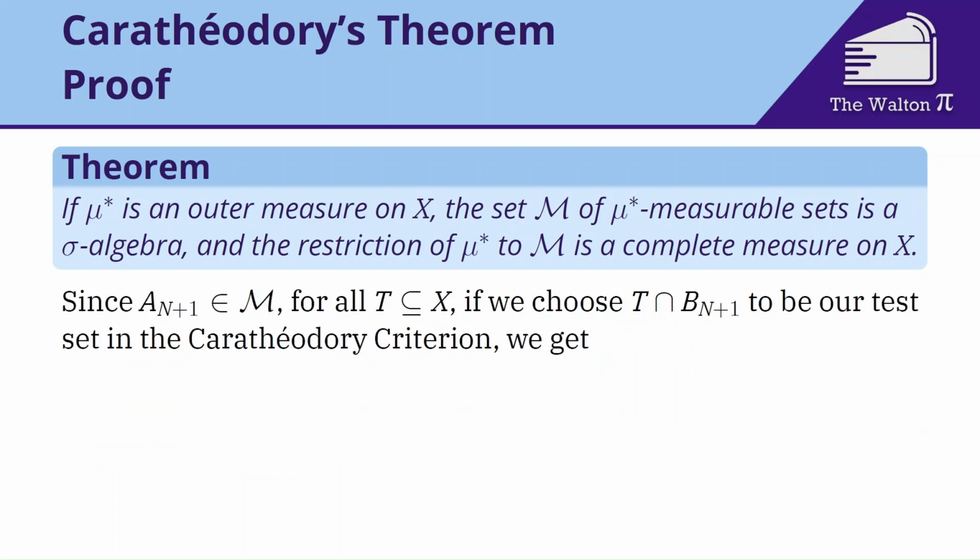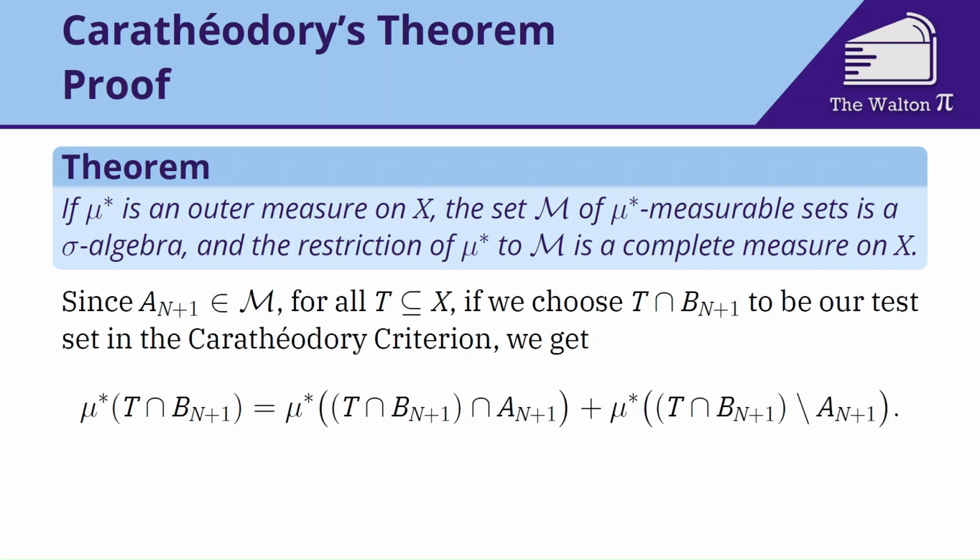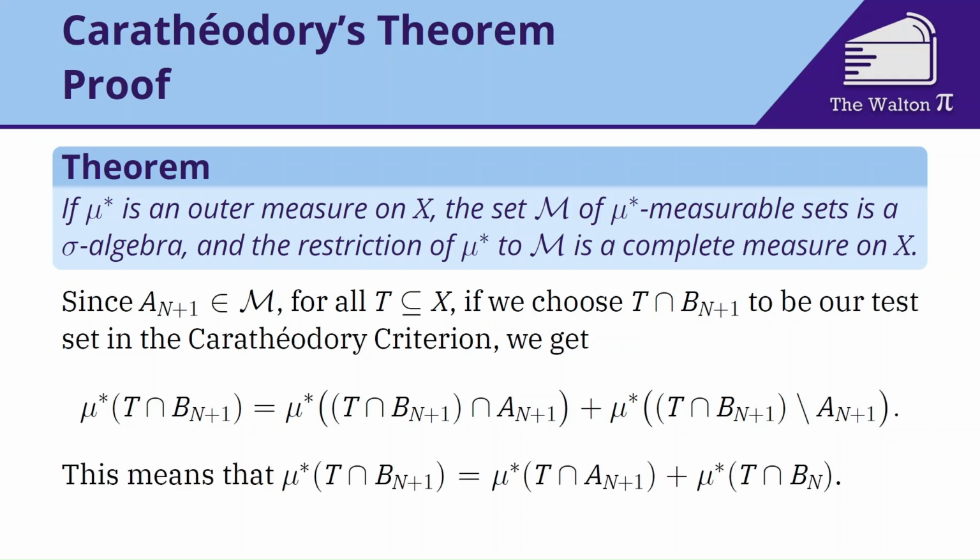Okay. Since A_{n+1} is in M, for all T in X, if we choose T intersect B_{n+1} to be our test set in the Carathéodory criterion, we get mu star of T intersect B_{n+1} is equal to mu star of T intersect B_{n+1} intersect A_{n+1} plus mu star of T intersect B_{n+1} minus A_{n+1}. This means that mu star of T intersect B_{n+1} is mu star of T intersect A_{n+1} plus mu star of T intersect B_n.